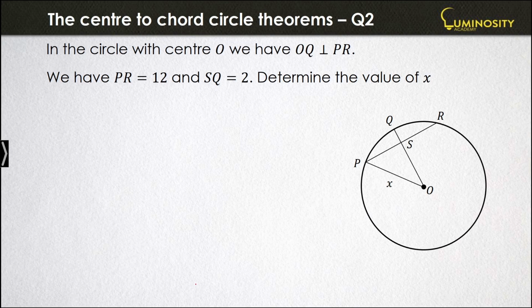So let's have a look at question 2. In the circle with center O, we have that OQ is perpendicular to PR. We also have that the length of PR is 12 units and the length of SQ is 2 units. Determine the value of X.